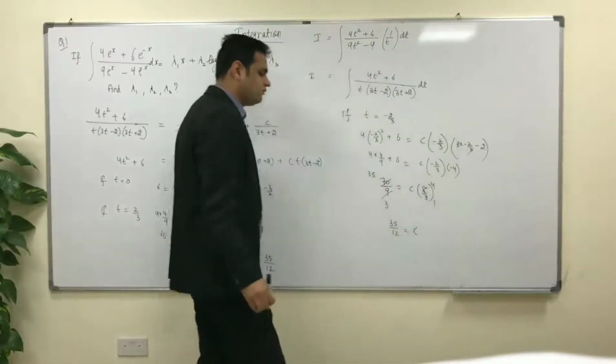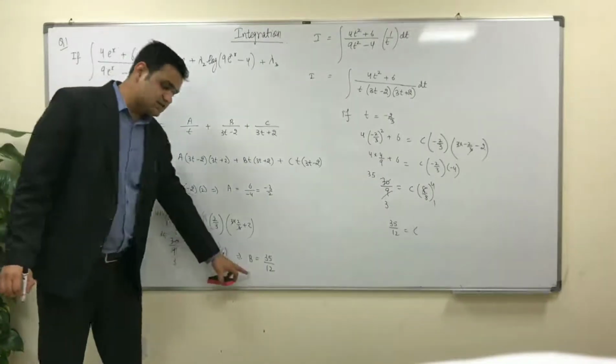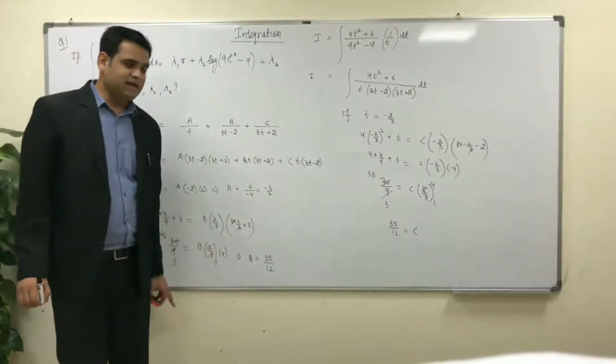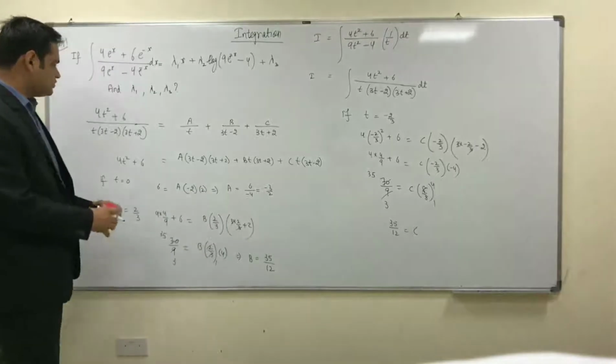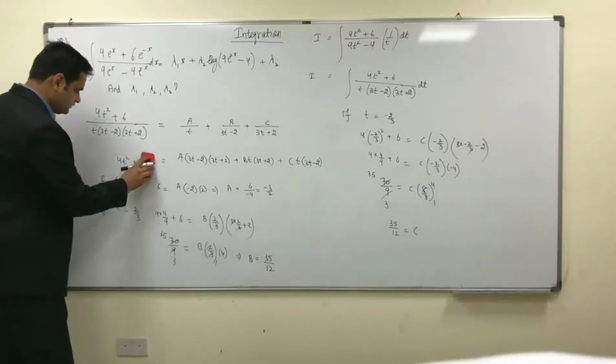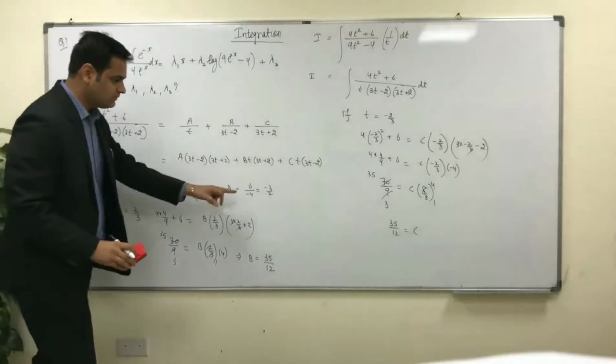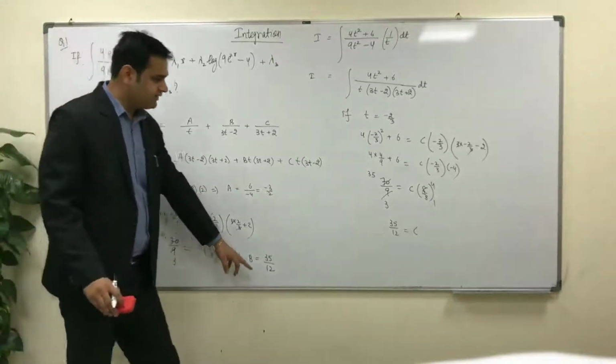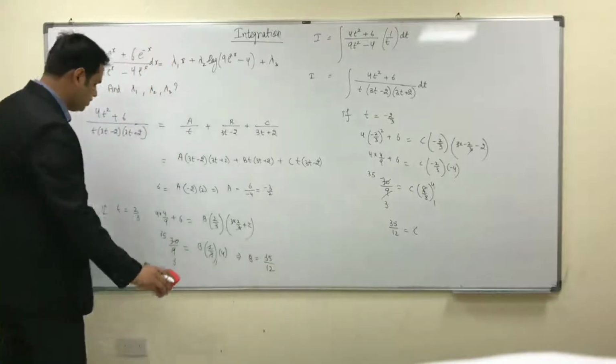So C also I got 35 by 12, B also 35 by 12, and A is minus 3 by 2. Okay, so I am going to rub this particular thing to explain it further. Just keep in mind, A is minus 3 by 2, B is 35 by 12, C is also 35 by 12.